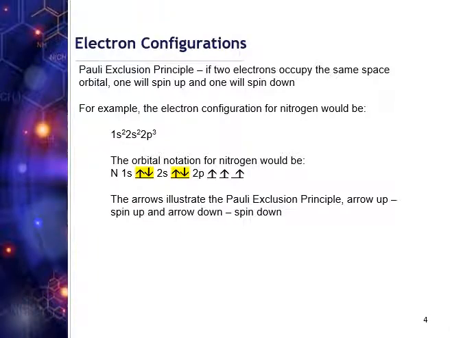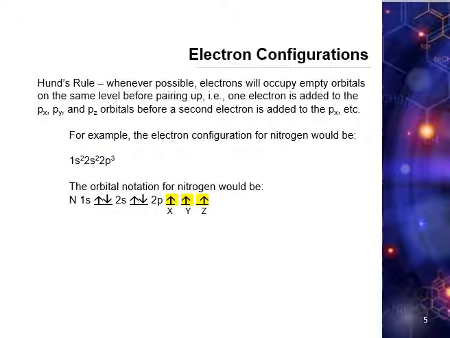The Pauli exclusion principle: if 2 electrons occupy the same orbital, one will spin up and one will spin down. The electron configuration for nitrogen is 1s2, 2s2, 2p3. Notice that in the s, which can hold 2 electrons, one spins up and one spins down. Hund's rule says that whenever possible, electrons in the same empty orbitals will spread out. If you look at nitrogen again, the p3, one goes in the x, one goes in the y, and one goes in the z. They spread out if at all possible.